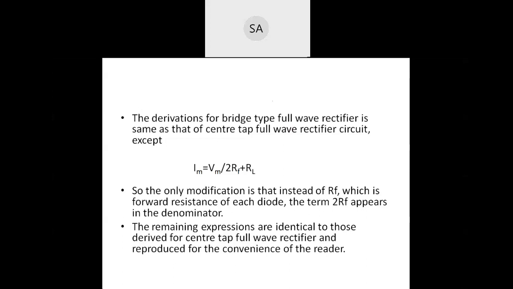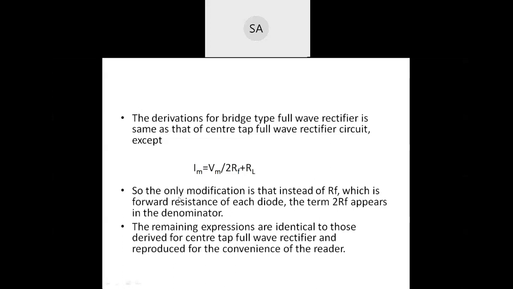So why are we taking this as 2RF? Here we take V as Vm sin theta, that is the AC voltage to be rectified, and RF and RL are the diode resistance and load resistance of the circuit. The rectifier will conduct current through the load in the same direction for both half cycles of the AC input voltage. So the current through the load resistance RL is given by I is equal to Im sin theta.